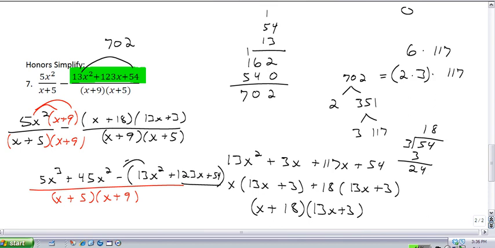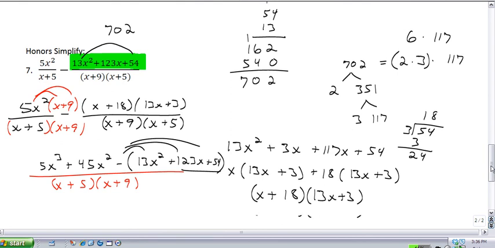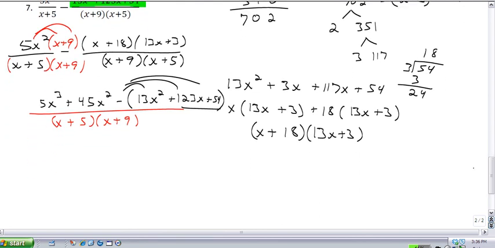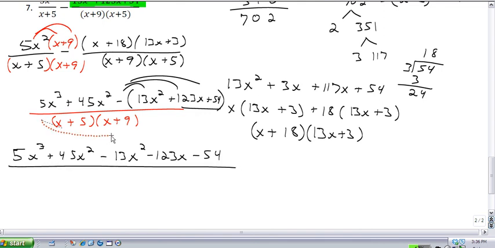So I'll distribute the minus in. I'll gather my like terms. We're getting there. Persevere, right? You can do it. Okay, so 5x cubed plus 45x squared minus 13x squared minus 123x minus 54, all divided by this stuff.